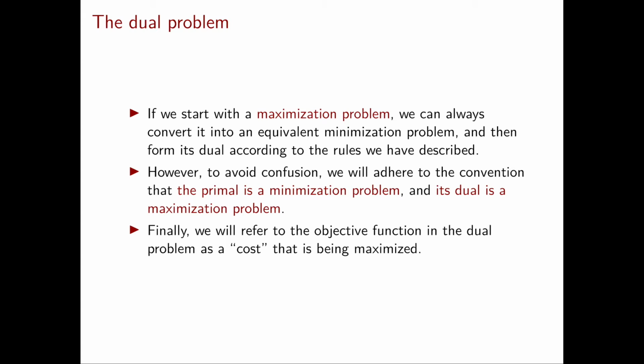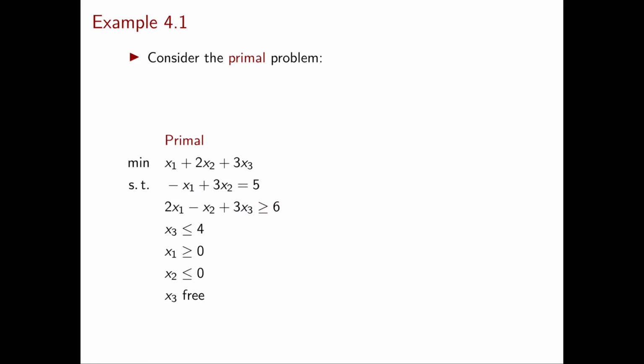Normally in the primal we refer to the objective function as a cost that is minimized. In the dual we will still talk in terms of costs. So for us the dual objective function is a cost that is being maximized. Let's immediately see an example of a specific primal linear programming problem and the corresponding dual.